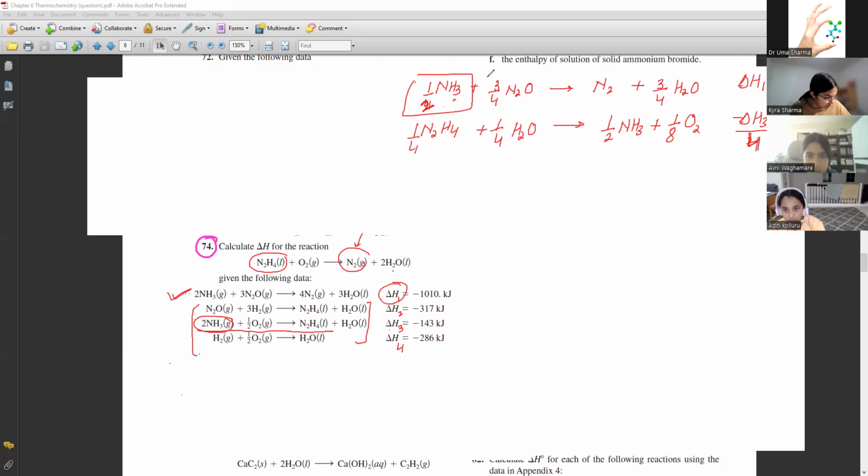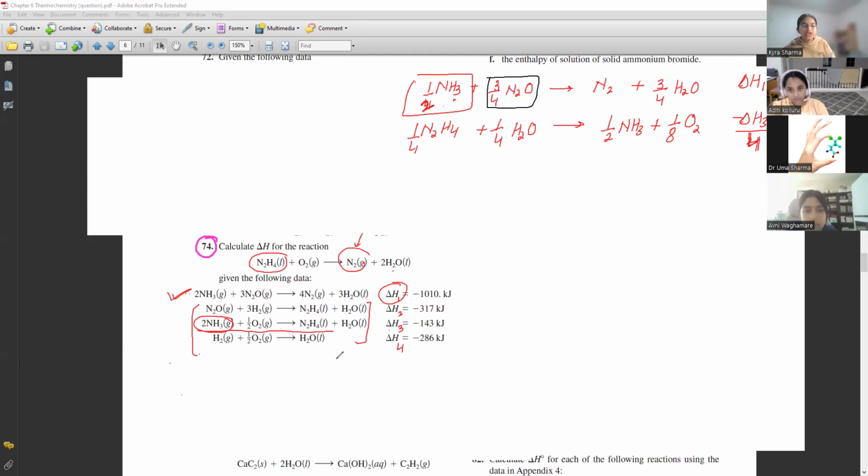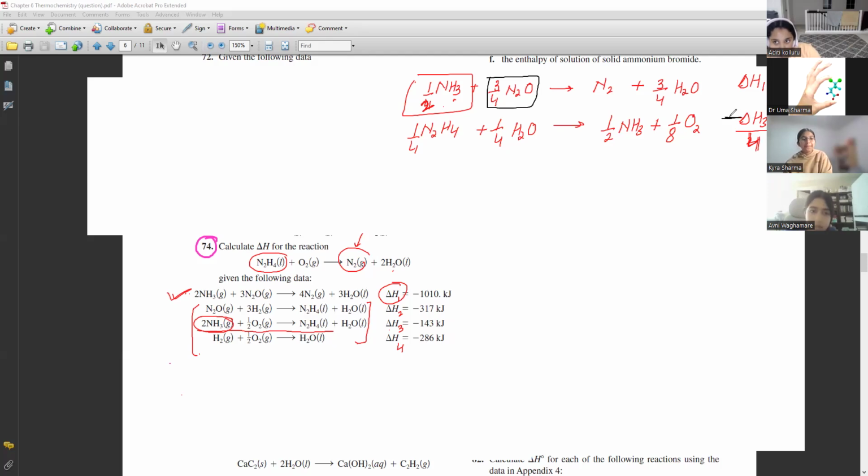Now let's focus on this N2O. I have to cancel it. Yes, Kyra, I have a question. It's a clarifying question. For delta H3, that is a negative sign. So does that mean you do negative on the negative? Negative here means reversal of sign. If it is negative, it will become positive. If it is positive, it will become negative.